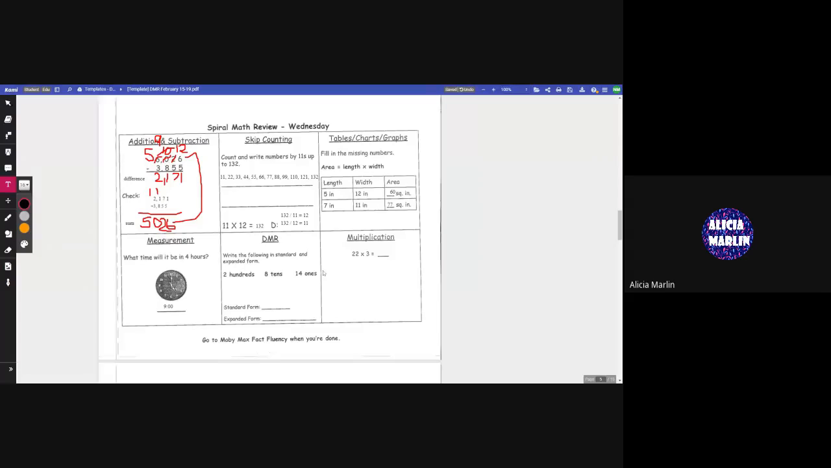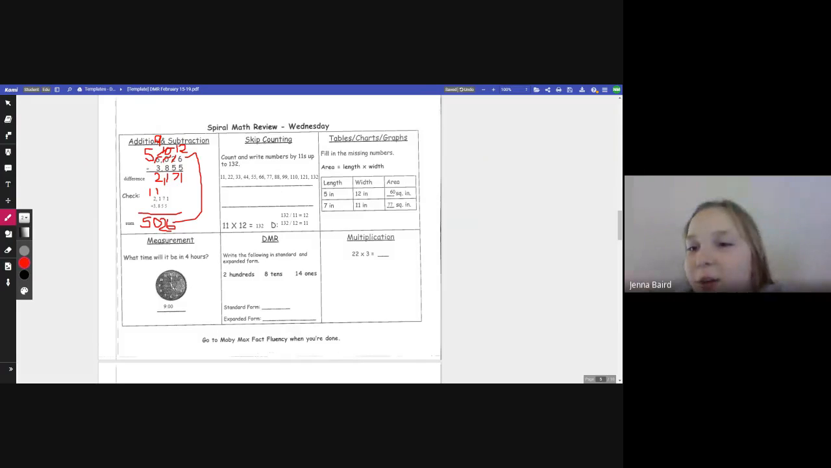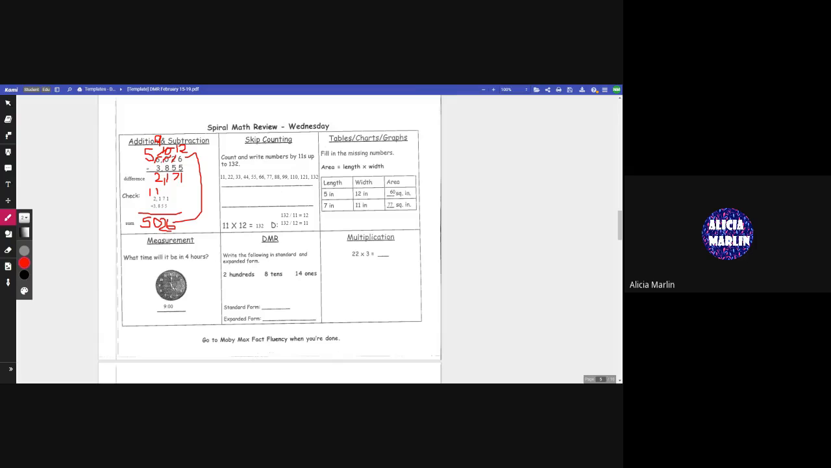Write the following in standard and expanded form. 200s, 8 10s, and 14 1s. What do I do? Jenna, I love seeing your hands. Did you call me or Gina? You, go ahead, Gina. Or Jenna, sorry, I saw your hand.